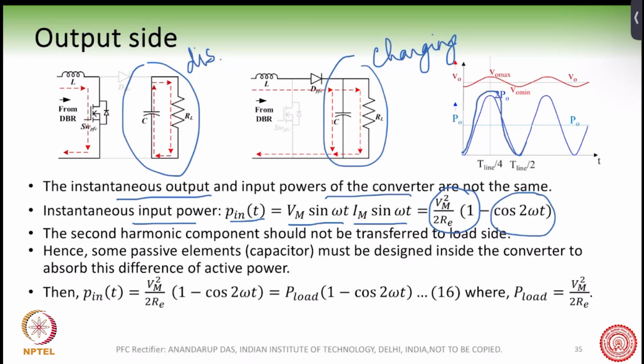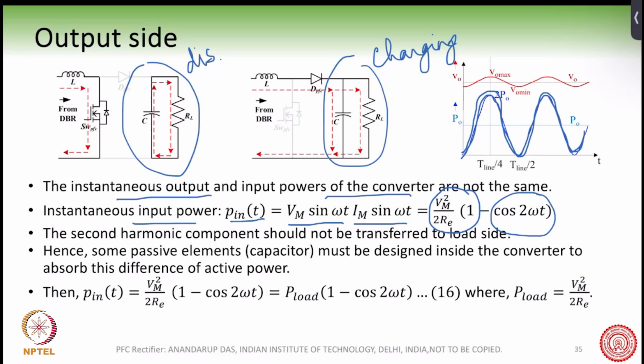So this goes like this. Yeah, it's a double frequency. This double frequency power is inherent. You cannot stop this from happening because of the voltage and the current. So we have to make some arrangement.